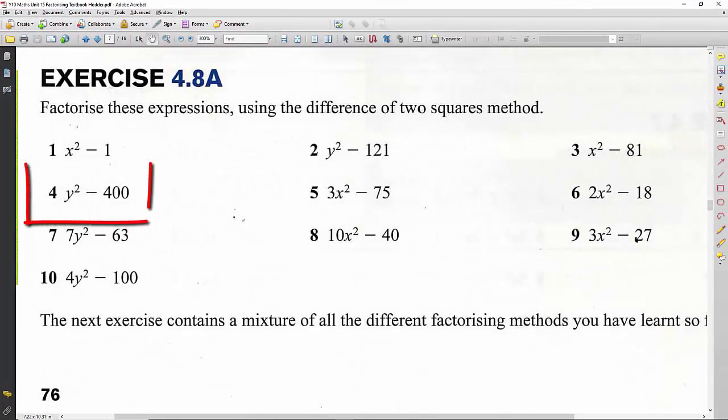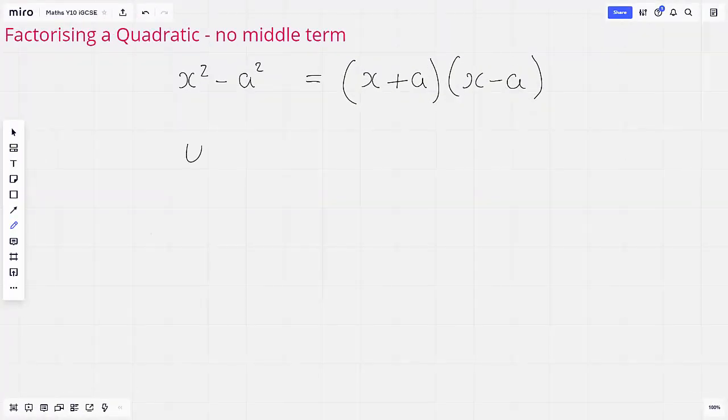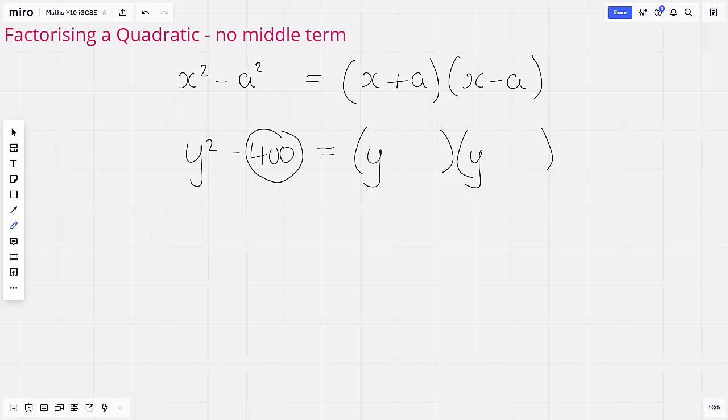Now let's look at question number 4, y squared minus 400. So I'll write down again two brackets. We'll put y in the first, y in the second to give me the y squared. I now need to deal with this 400. Well, you might recognize that 400 is the square of 20. So I've got plus 20 in the first term, minus 20 in the second term, and I've now got my solution.